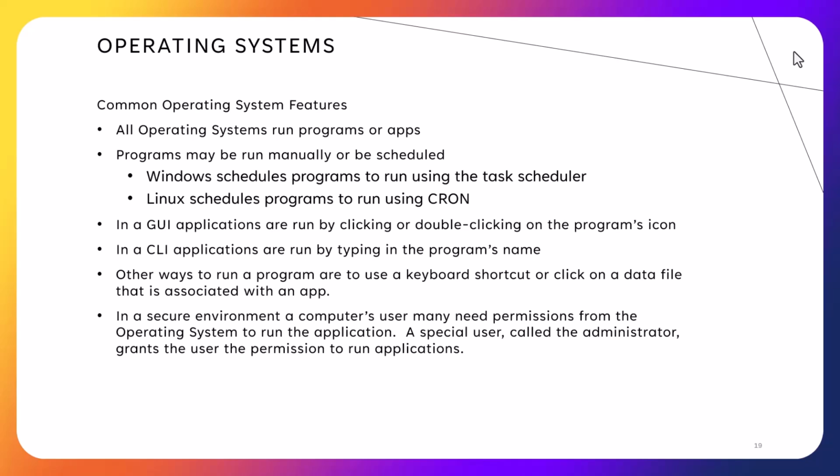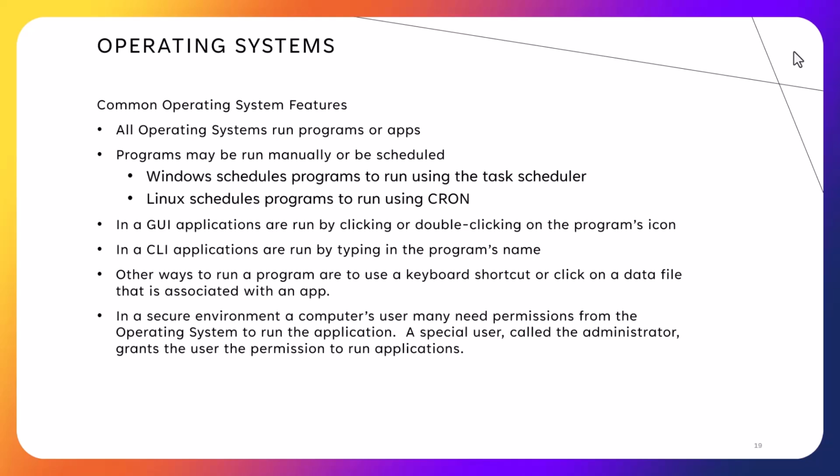All operating systems have certain common features. First, all operating systems are designed to run programs or run apps. Now, apps can be run manually or they can be scheduled. An example of a scheduled app would be a backup. So you want your system backed up at midnight when no one's using the system. So you want to schedule that. You don't want to come in at midnight and run the application. We want to schedule it.